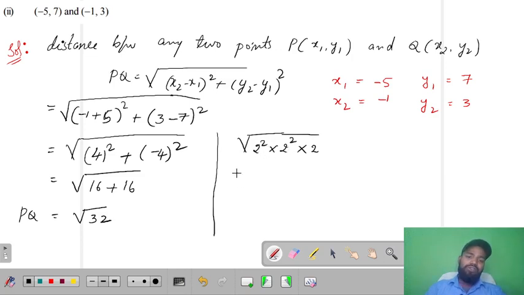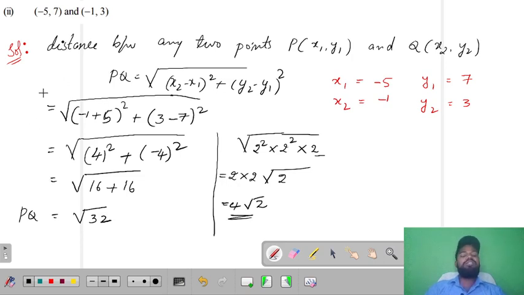So the 4 comes outside the root, and 2 remains under the root. So 4 root 2 is our answer. Are you clear? 4 root 2 is the final answer for the PQ distance.